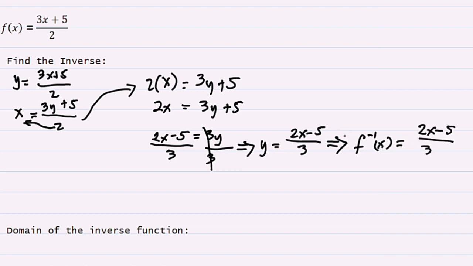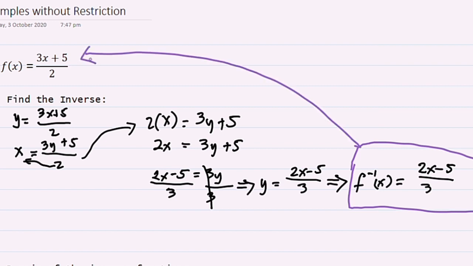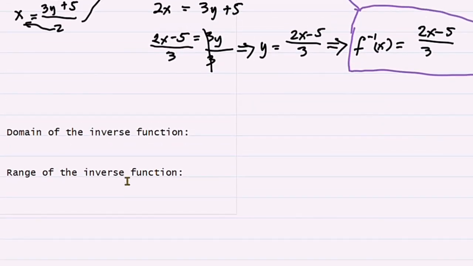Meaning to say, the inverse of our function is f raised to negative 1 of x is equal to 2x minus 5 over 3. This will be the inverse of this function. After we solve the inverse of a function, we are now going to find the domain and range of the inverse of the function.